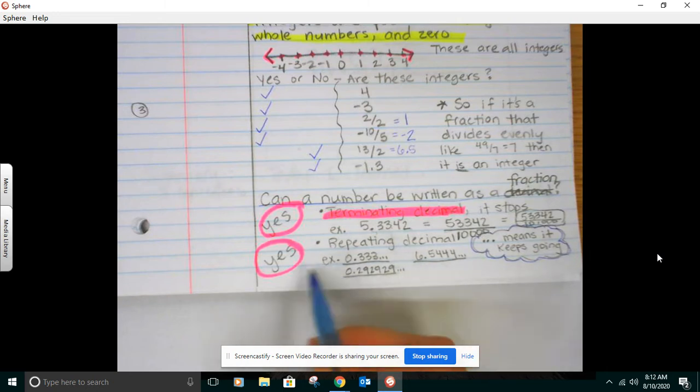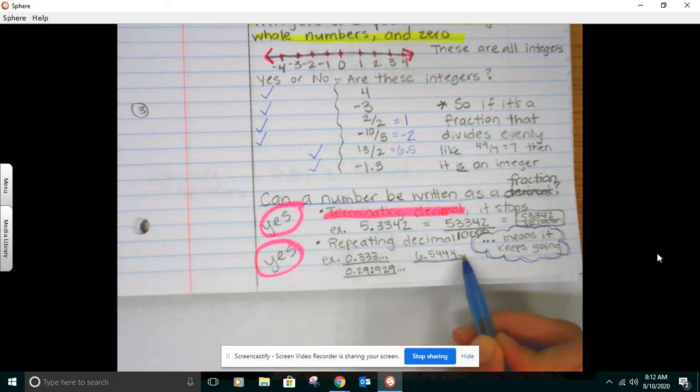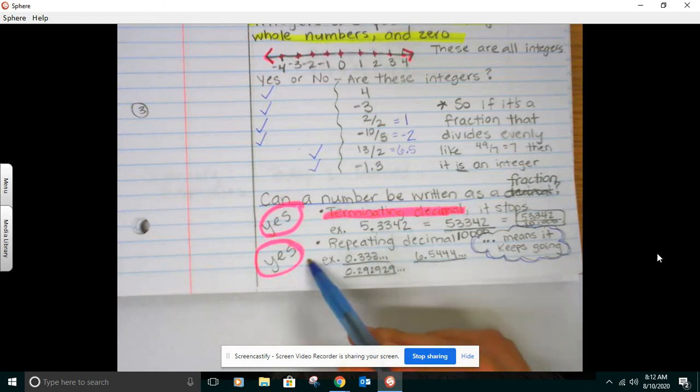It just keeps going. That's a yes. I just want to show you, it could have a number in front of the decimal. This is just 6.5444. That's going to go 4444444 forever and ever. It keeps going. So that's a yes.